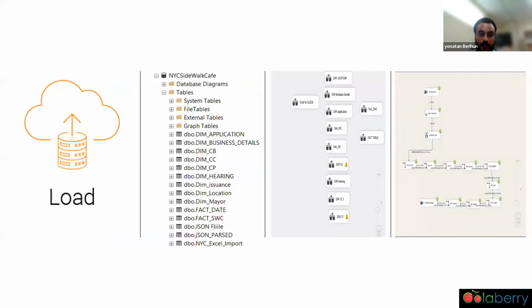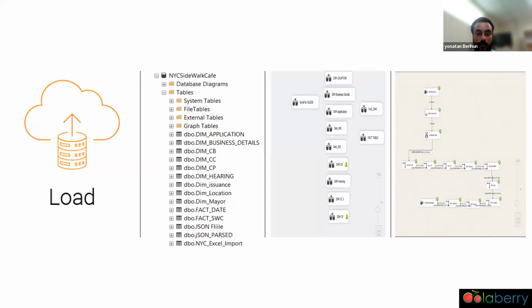So for the final stage of loading it, I loaded everything into different dimension and fact tables with similar business logic. And most of the facts related to these applications were in terms of dates and square footage. So the fact tables were fact date and fact square footage. The rest of them were very descriptive data, so I kept those as the dimension tables.